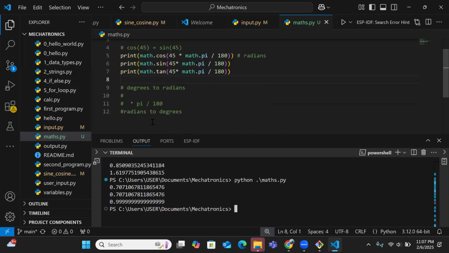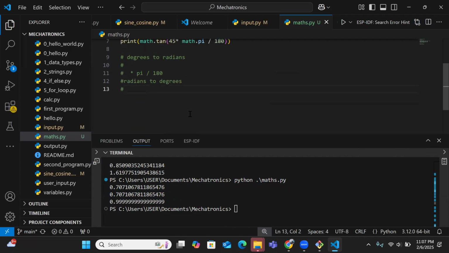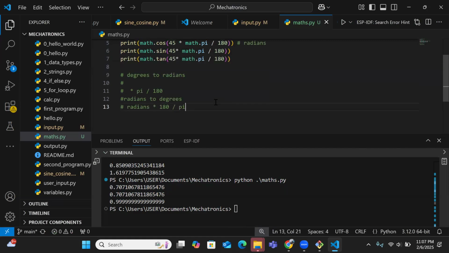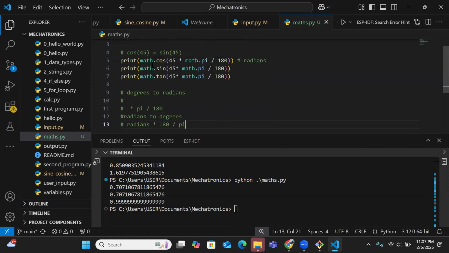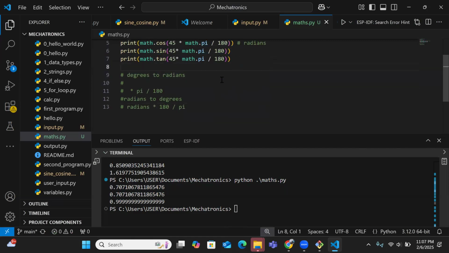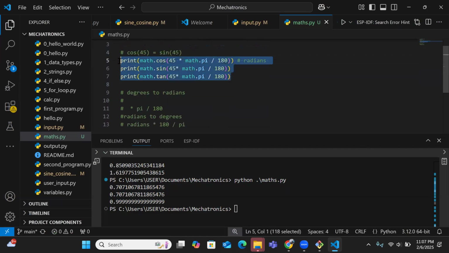So to convert radians to degrees, what do we need to do? We multiply radians by 180, and then we divide by pi. So that is how we do the maths operations, the maths formulas.